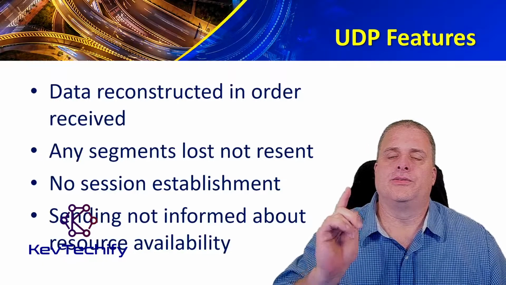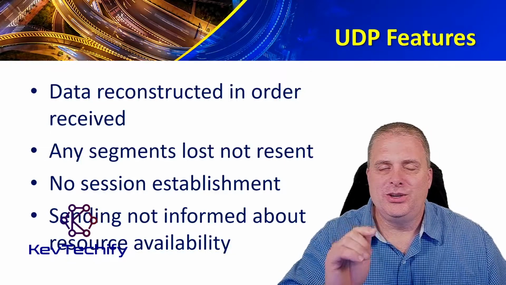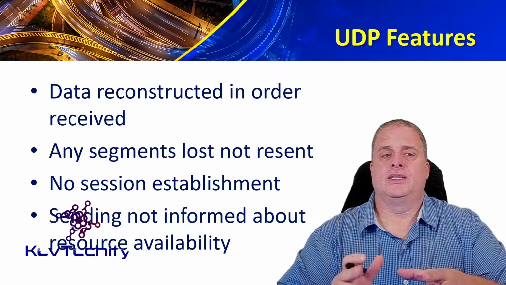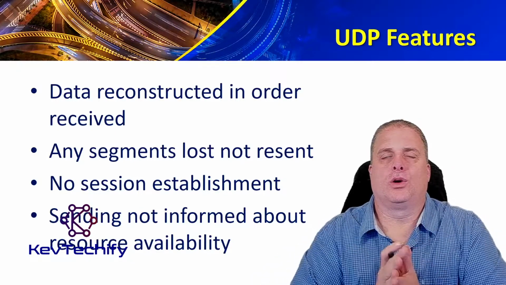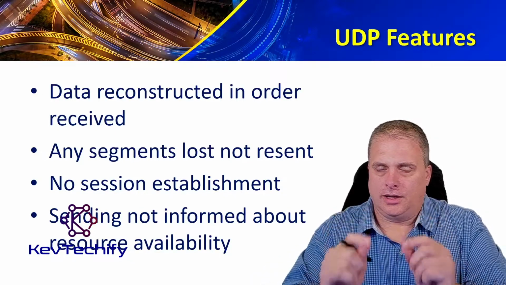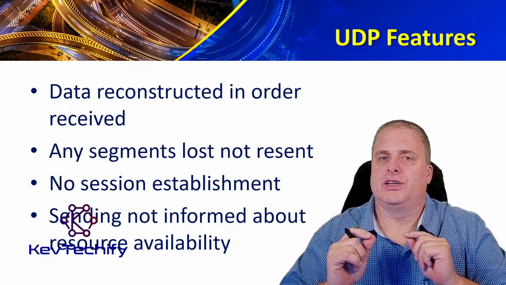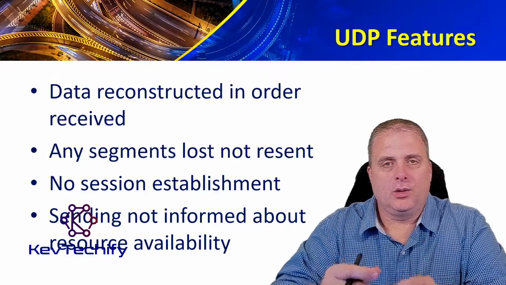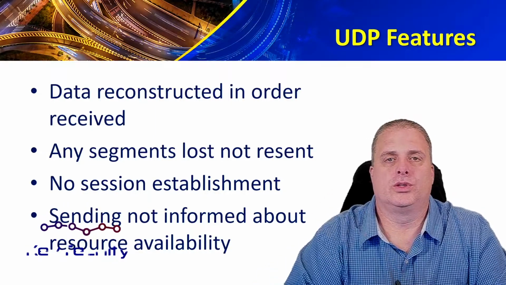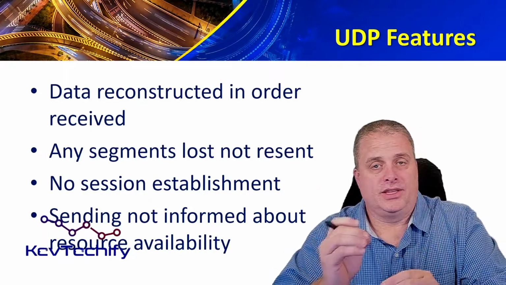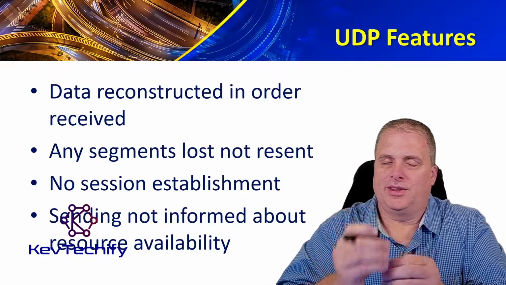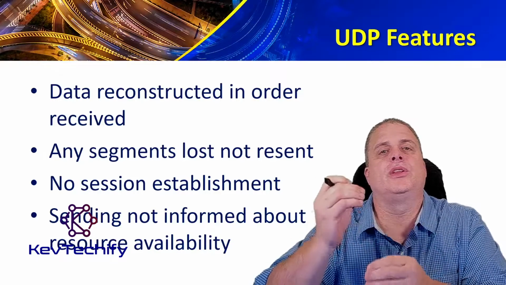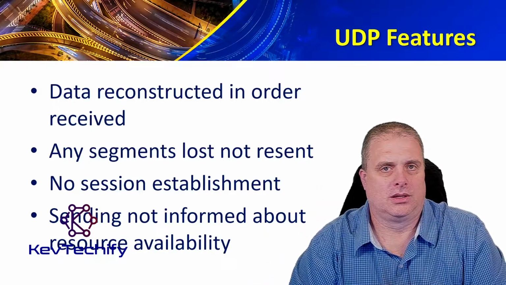Here are some features of user datagram protocol, or UDP. First one is data is reconstructed in the order it's received. What we're talking about here, as the segments come in, we're going to reassemble it in the order it was received. Now, if the data arrives not in the correct sequence, it's going to be reassembled not in the correct sequence.